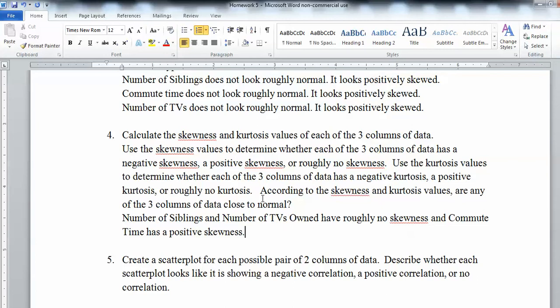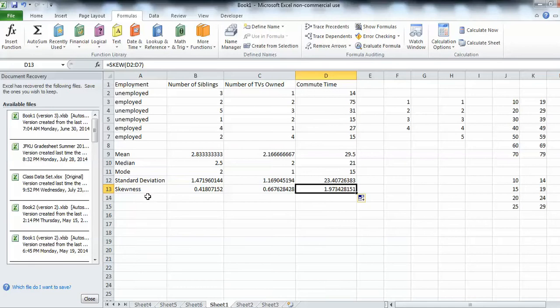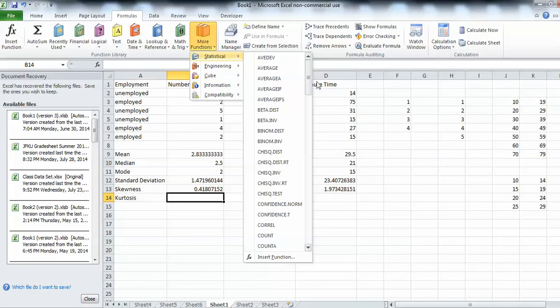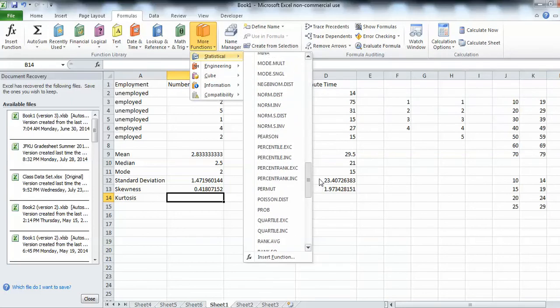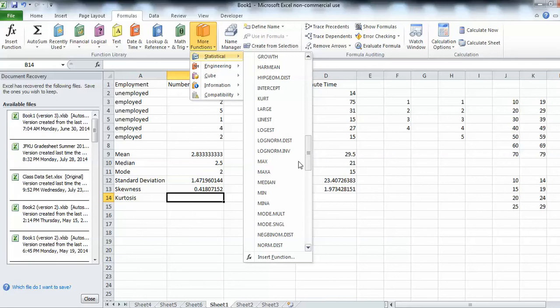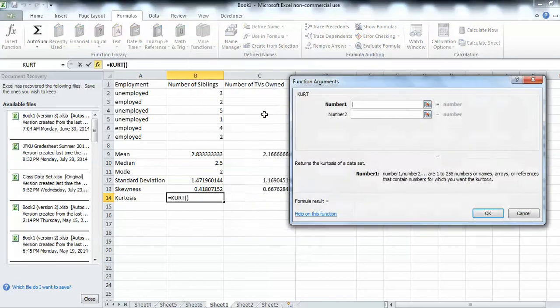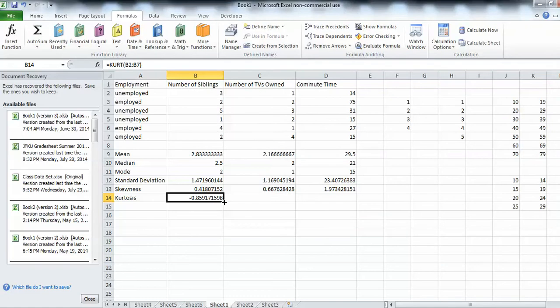It also says to use the kurtosis values and make the same decision about kurtosis. Is it negative, positive, or roughly no kurtosis? So we'll go down here and type in kurtosis. I'll go to more functions, statistical, and I'll go down to KURT, Kurt right here, and I'll highlight these numbers. Now I have my kurtosis values.